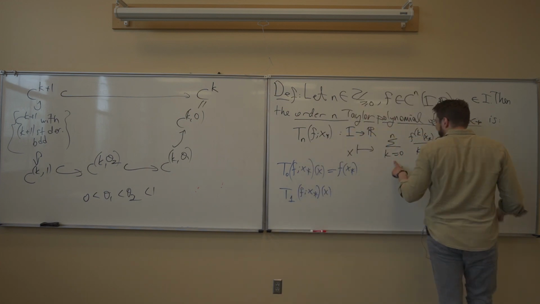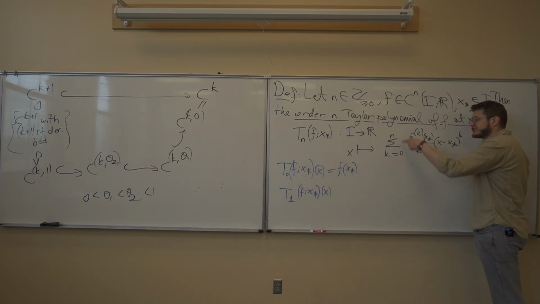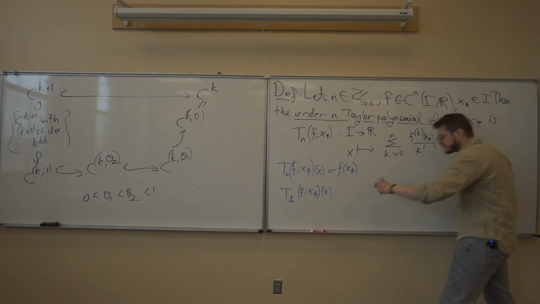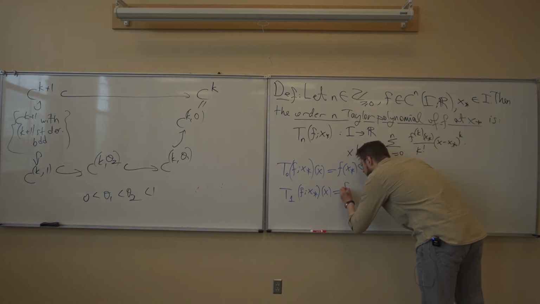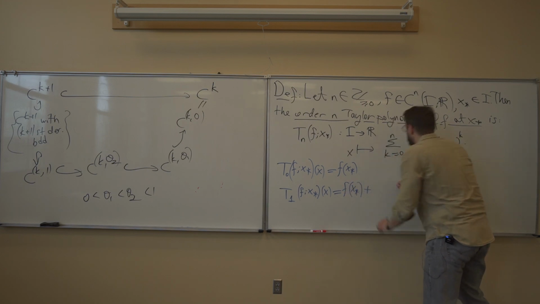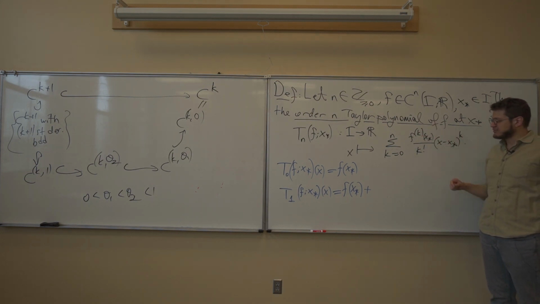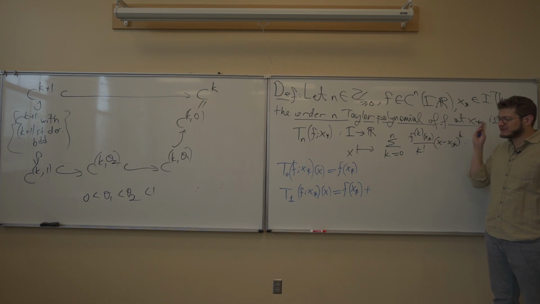So now I need to add k from 0 to 1. So I need to have the previous term plus, when k is equal to 1, f to the 1 in parentheses means f prime, the first derivative, divided by 1 factorial. 1 factorial is 1, so this is nothing but f prime of x star, and this is going to be x minus x star raised to the power 1.